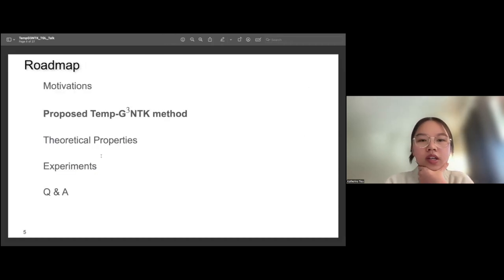So with this motivation, we would like to extend the graph neural tangent kernel to the temporal setting.